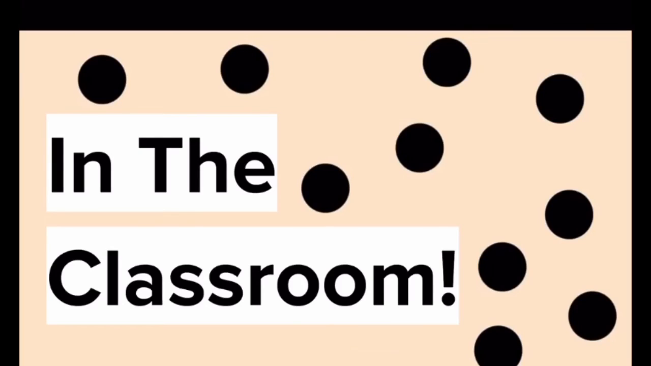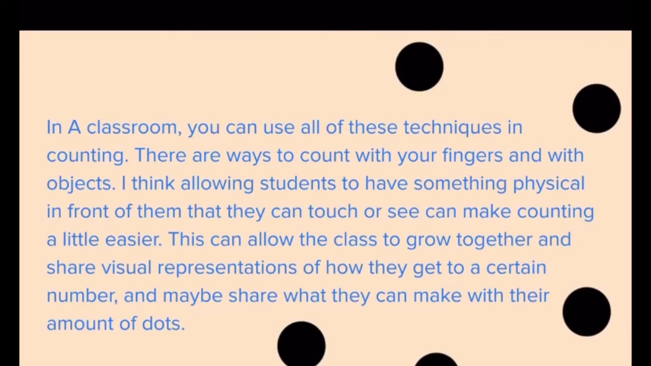In the classroom, I think this book can transfer over into your kindergarten, first, or second grade classrooms with these techniques in counting. I think there are many ways to count with your fingers and with objects in math. Allowing students to have something physical in front of them that they can touch or see can make counting a little easier, depending on the student. This can allow the class to grow together and share visual representations of how they got to a certain number, and maybe share what they can make with their own amount of dots. This can also allow your students to come together, work with each other, and help students that may be struggling.